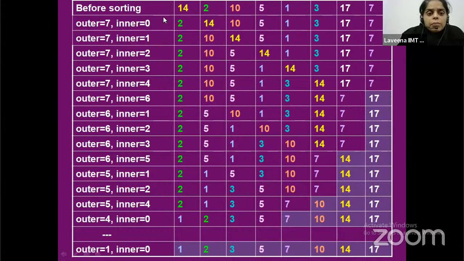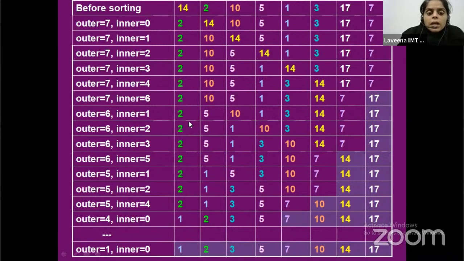We first compare 14 with 2. 2 is smaller than 14, so we swap these two elements. Next comes 14 and 10. 10 is smaller than 14, so we swap these elements. Next comes 14 with 5. We swap this element with this one. Next 14 with 1, we swap. 14 with 3, then swap. 14 with 17, it will remain the same. Then 14 and 7, we swap.